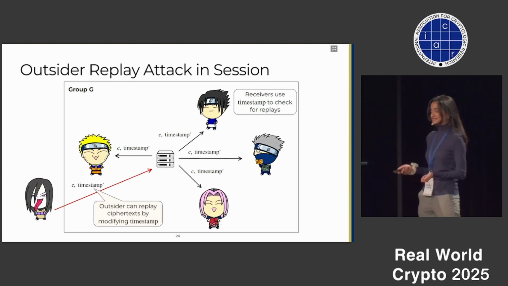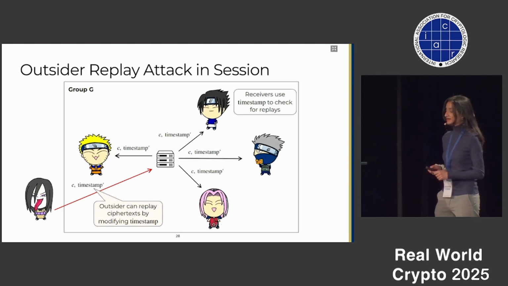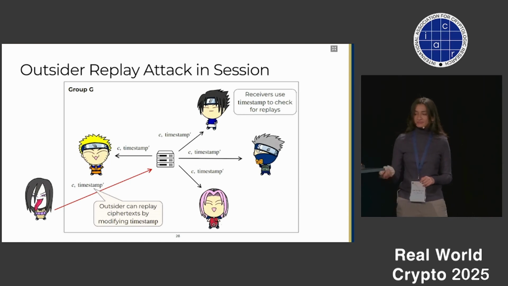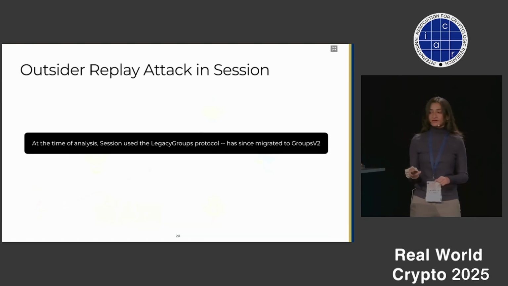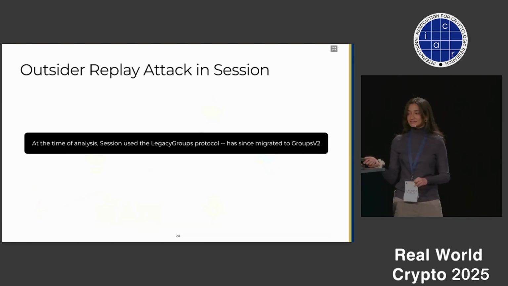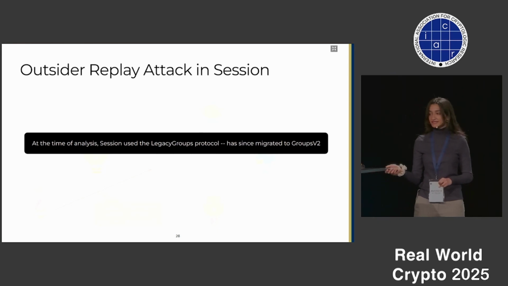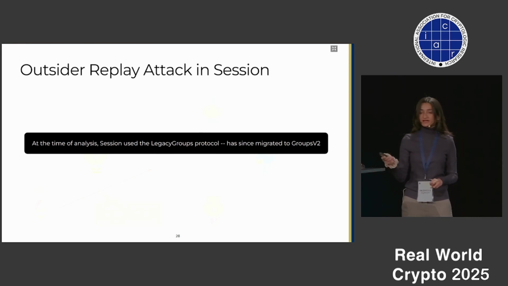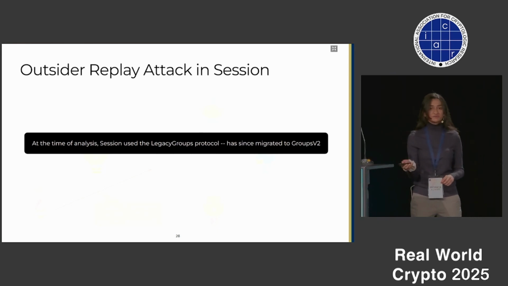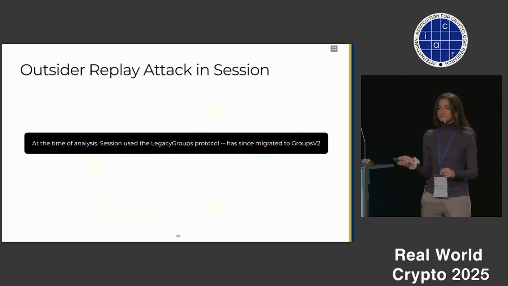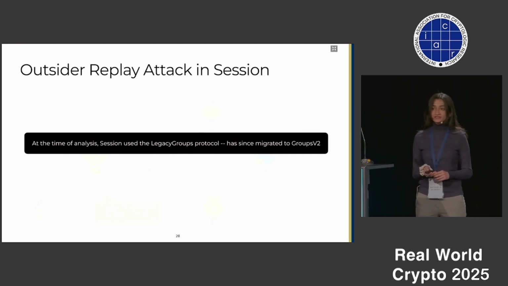When we disclosed our findings to Session, they acknowledged this attack and also corrected our understanding of some other attacks, but it turns out that they were already developing this new version for group chat encryption that they called Groups v2, that soon after replaced the legacy groups protocol that we analyzed, that is supposed to fix most of the important attacks that we found, though we've not formally analyzed Groups v2.